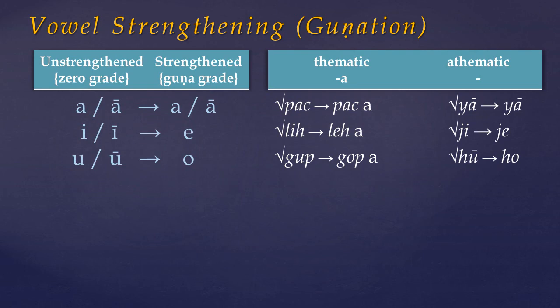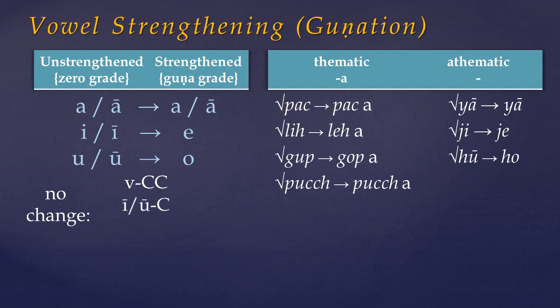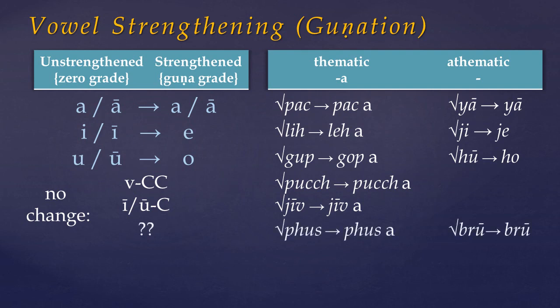Now there are some rules to the strengthening process. I and U do not change if they're followed by a double consonant, and also long I and long U do not change if they're followed by any consonant. What this means in practice is that long I and U are only strengthened if they are at the end of the root. And of course there are a few exceptions that don't obey any of these rules.